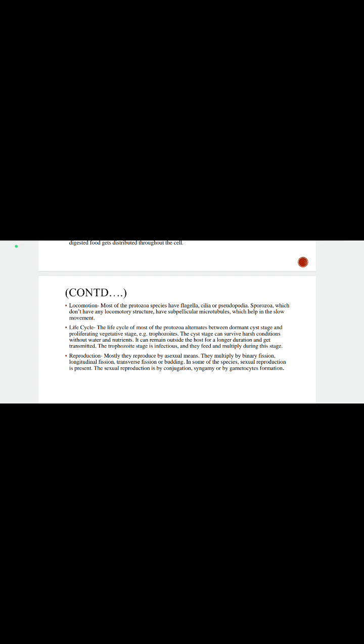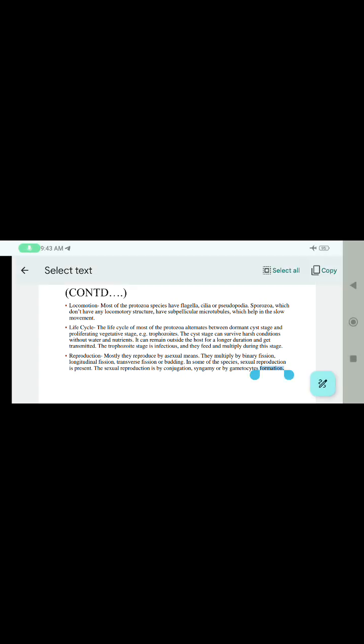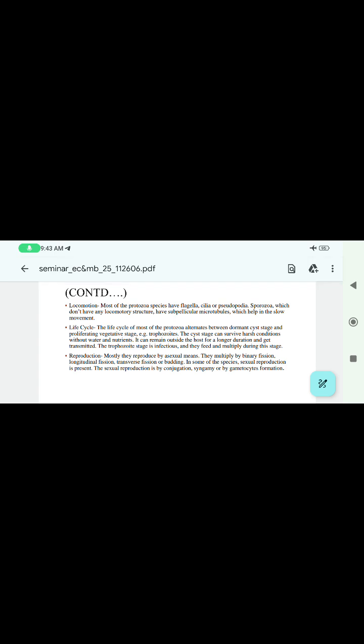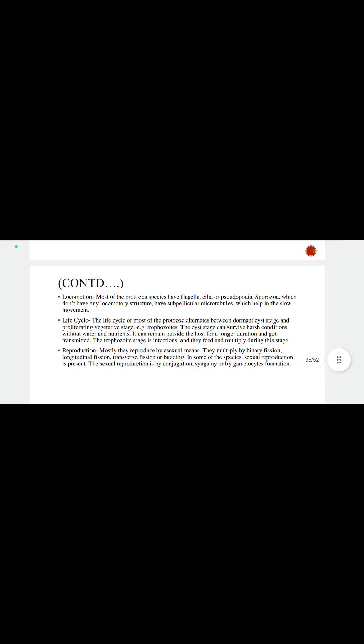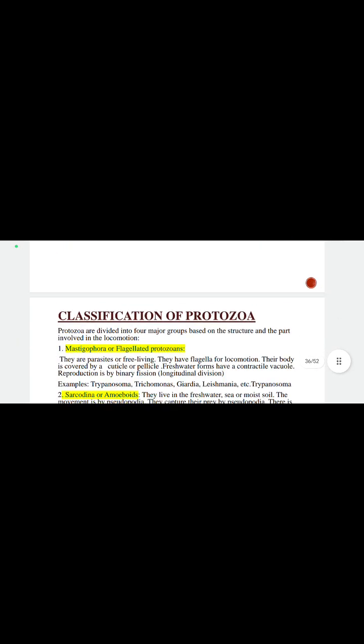Reproduction. Mostly they reproduce by asexual means. They multiply by binary fission, longitudinal fission, transverse fission or budding. In some of the species, sexual reproduction is present. The sexual reproduction is by conjugation, syngamy or gametocyte formation.